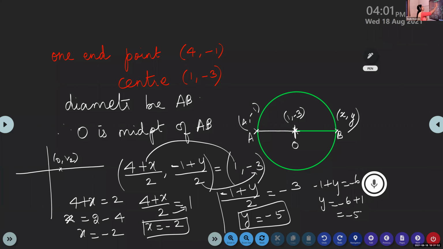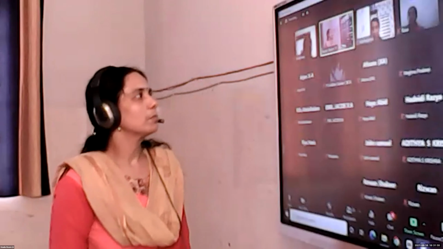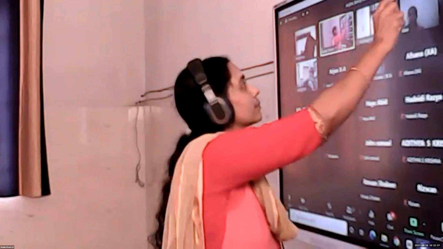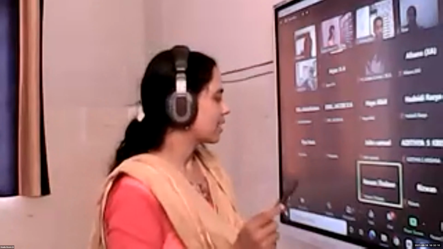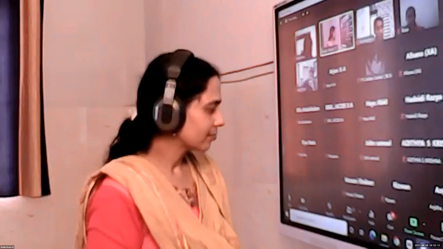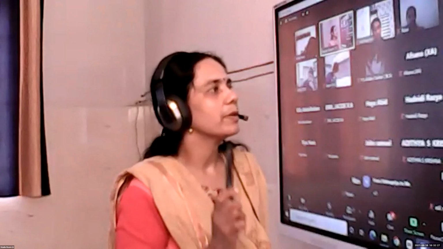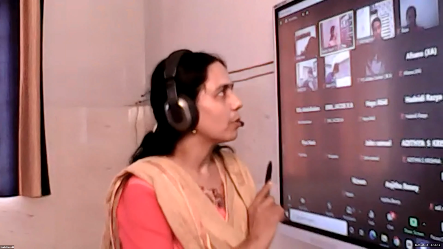Now, before we do the next question, what about any point on the x-axis? Any point on the x-axis takes the form (x, 0). Okay, Vishnupriya. On the x-axis, the y coordinate will always be 0.